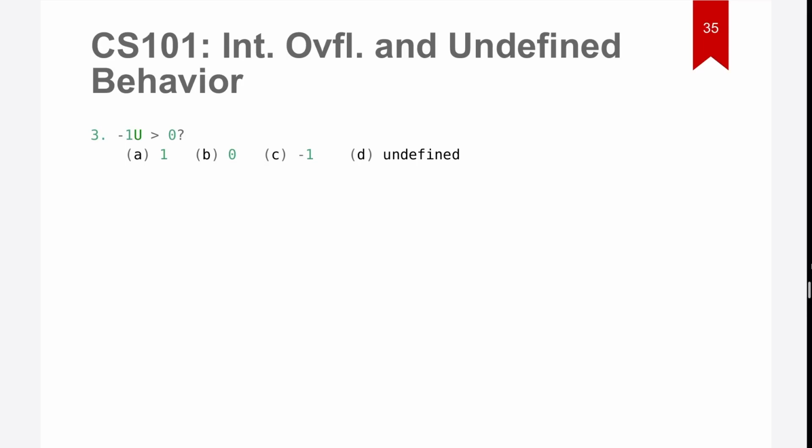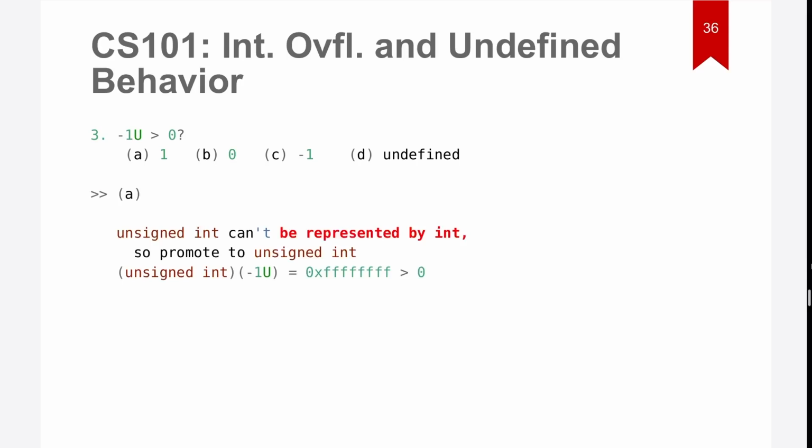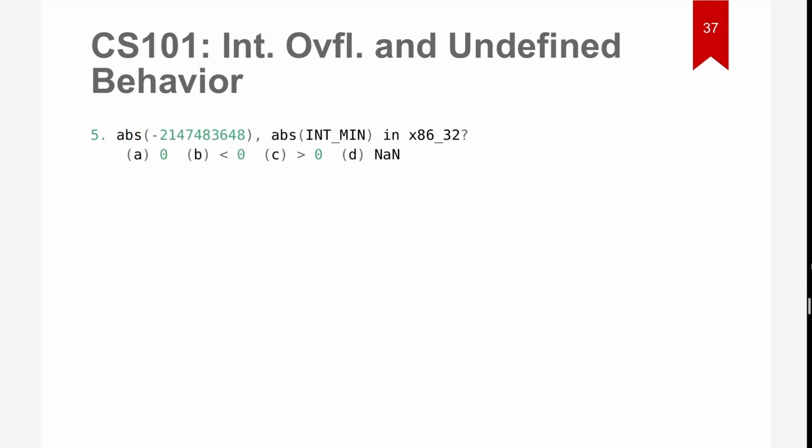-1u, what does that u stand for? Unsigned integer, and 0. So in this case, the unsigned integer can't be represented as int because that is past the signed int range. So everything gets promoted to unsigned integer, and in that case we have ff.. greater than 0, and that is true. So we actually get 1. -1 unsigned is greater than 0, which is not what we expect. This is critical for the tutorial.